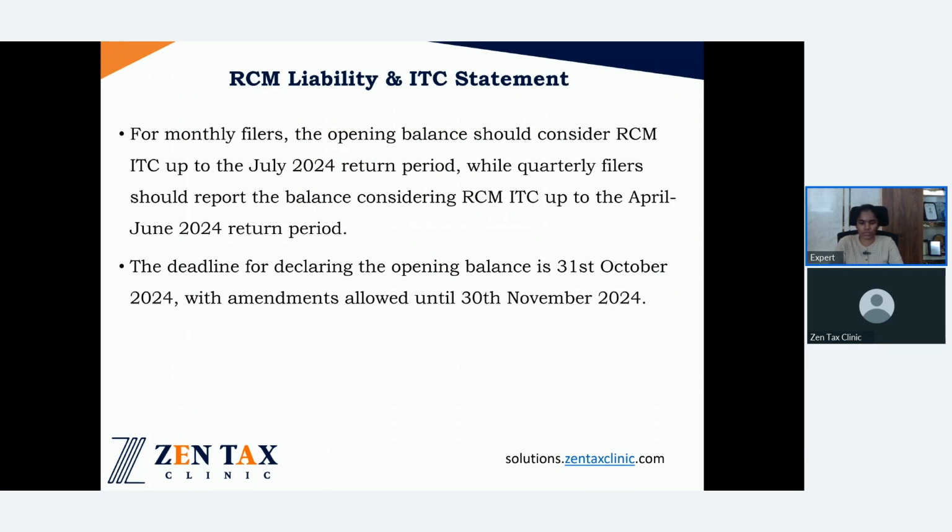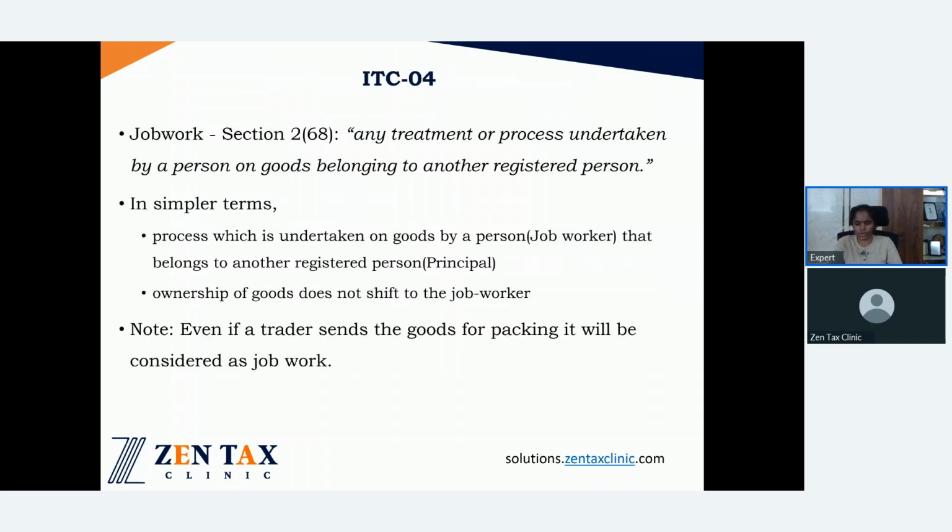Now moving on to form ITC 4. Form ITC 4 is a form in which details of goods sent to or received from a job worker are declared. Now what is a job work? It is defined under section 2 subsection 68. It is any treatment or process undertaken by a person on goods belonging to another registered person.